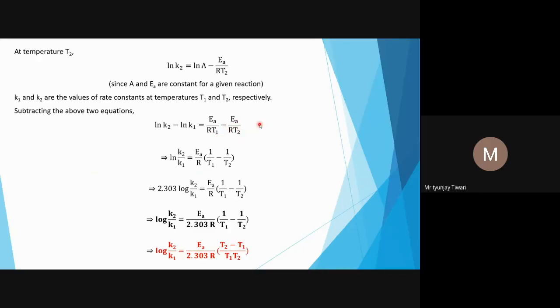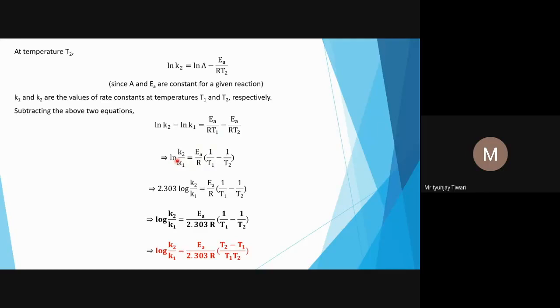You can use pen and paper and reach from there to here very easily. That is not difficult, because the ln A terms get cancelled, and since we subtract the first equation, this term becomes positive and this one remains negative. So ln K2 minus ln K1 we can write as ln K2 by K1. ln K2 by K1 is equal to, now EA we can take common, EA by R, times, in the parenthesis, 1 by T1 minus 1 by T2. So this equation you can remember. This is the natural base.